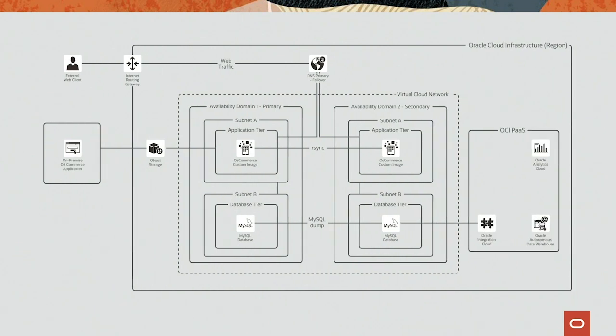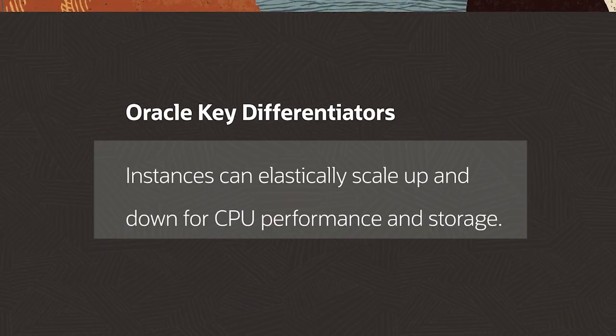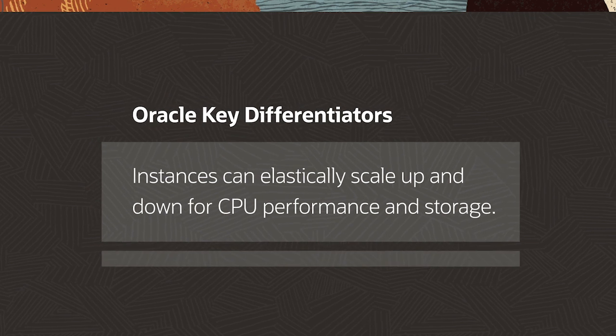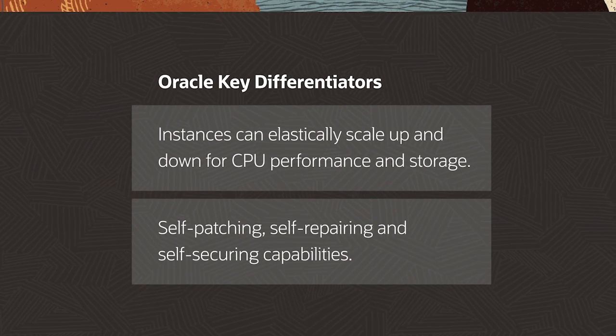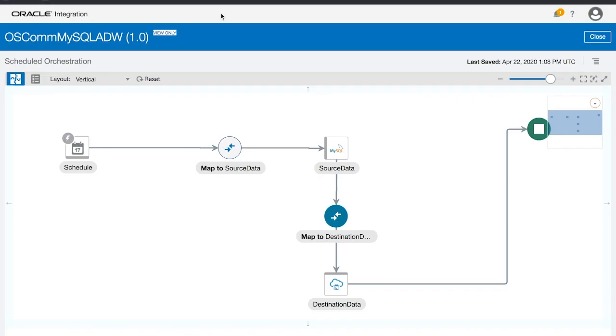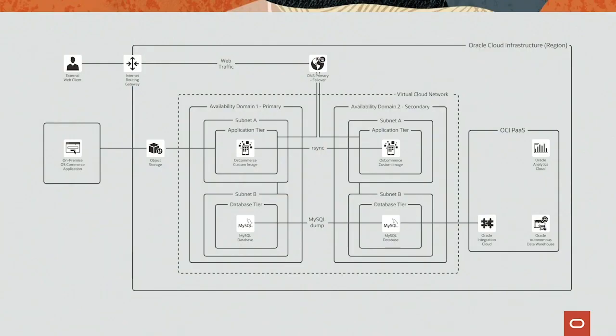We'll be using Oracle Integration Cloud to map the existing data within the MySQL database that is native to the OS Commerce application, to the destination data within an autonomous data warehouse instance. Now, a huge differentiator here is that autonomous data warehouse instances can elastically scale up and down for CPU and storage. They also have self-patching, self-repairing, and self-securing capabilities to take manual labor out of the equation. Now, I've already taken the liberty of mapping these two together, and we've extracted all necessary rows, columns, and tables and inserted those into the autonomous data warehouse instance.